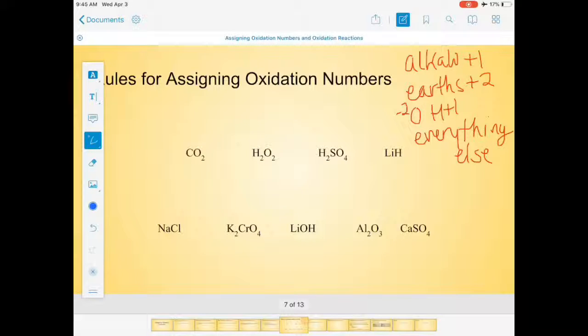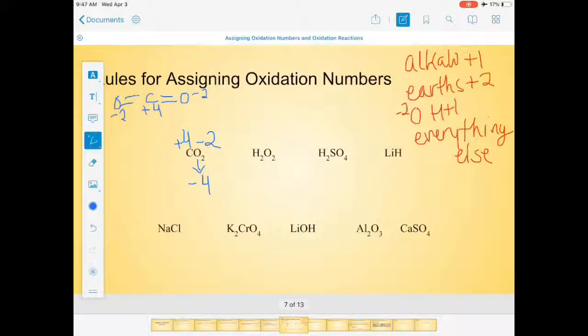Carbon dioxide: according to the order of precedence, oxygen needs to get its number first, and oxygens all have a -2. Even though oxygen has a -2, there are 2 oxygens, so the total it brings is -4. If you draw carbon dioxide, you have a carbon double bonded to 2 oxygens. Each oxygen has a -2, and we need the entire formula to add up to 0, so that carbon is going to become a +4.